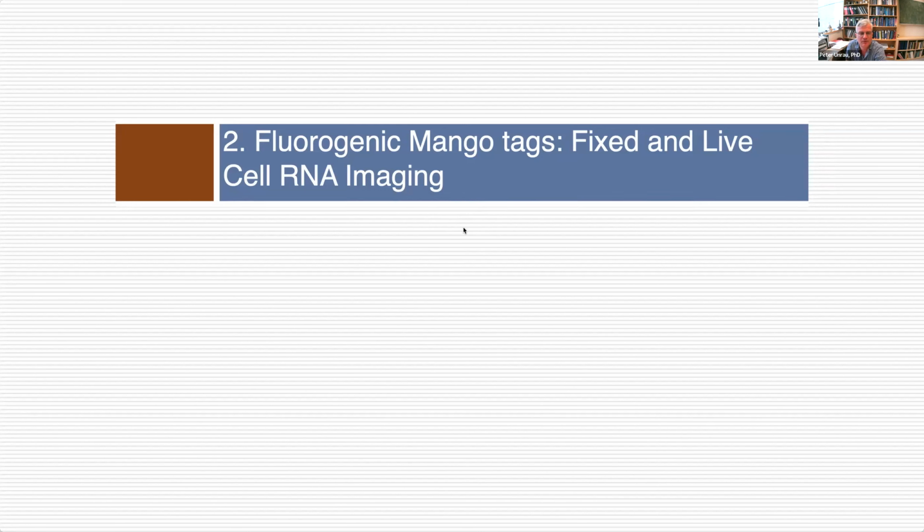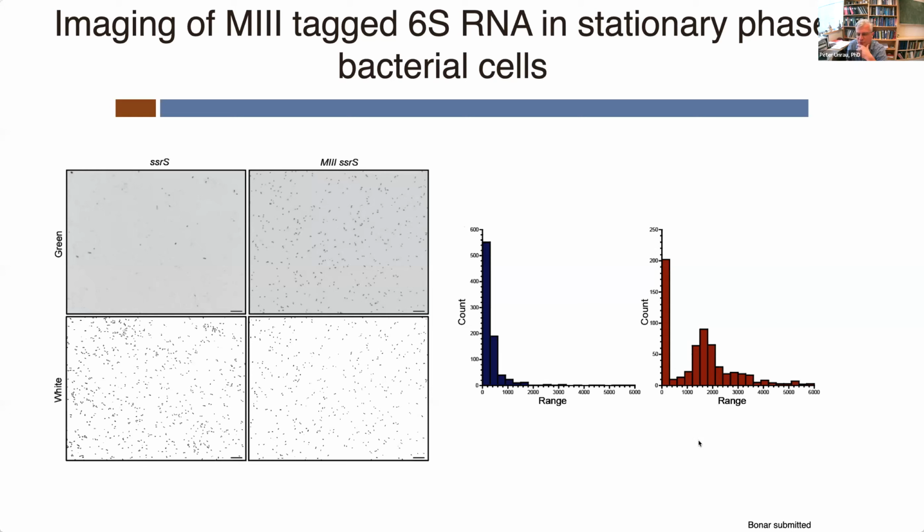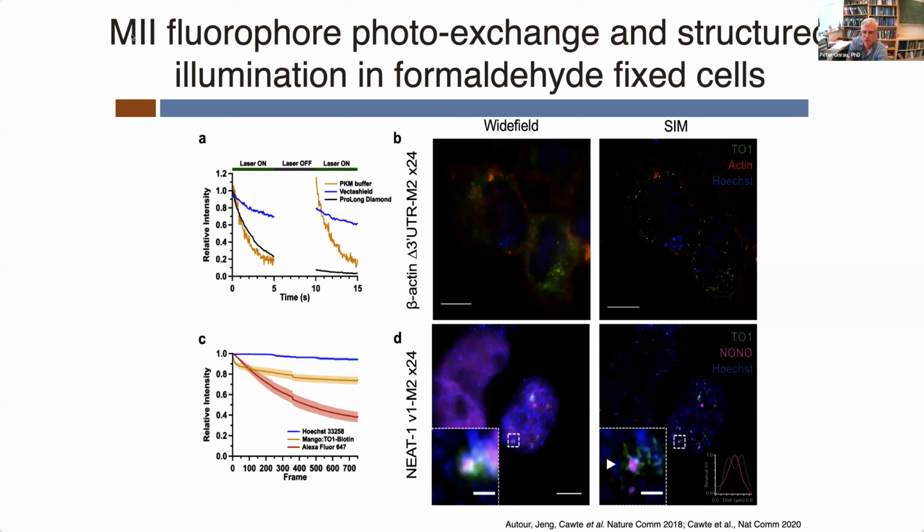And so I'm going to talk about fixed and live cell imaging. So this is Chris's work again. He's just demonstrating that he can see the 6S RNA in stationary cells using the Mango tag that he inserted into the loop of the 6S RNA hairpin using Mango 3. This is work from David Rauda's lab in collaboration with my lab, where they did structured illumination using the Mango 2 aptamer in fixed conditions.